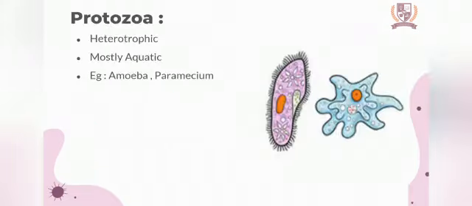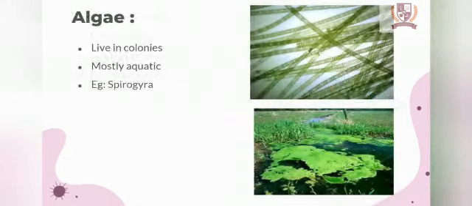Up next, let's discuss protozoa. Protozoa are single-celled, that is unicellular, microscopic organisms which are mostly aquatic. They are very similar to animals in the fact that they move about to capture food, and so they are heterotrophic in nature. Some very common examples of protozoa include amoeba and paramecium. We have now learned about bacteria, fungi, and protozoa.